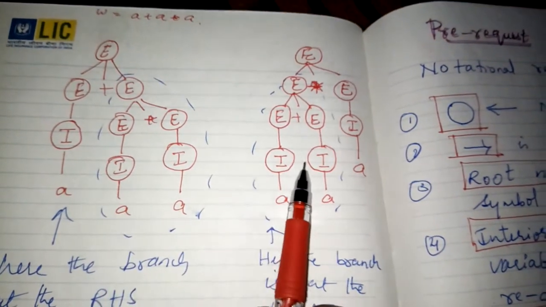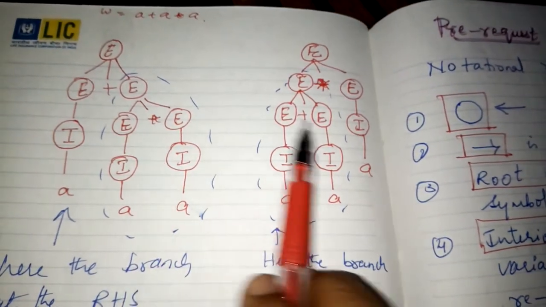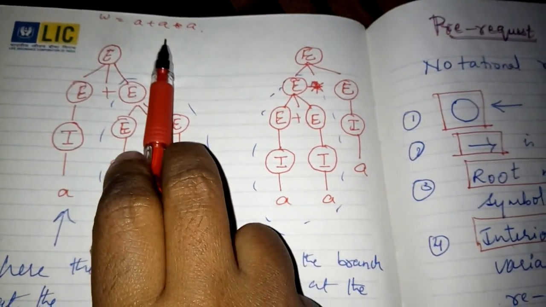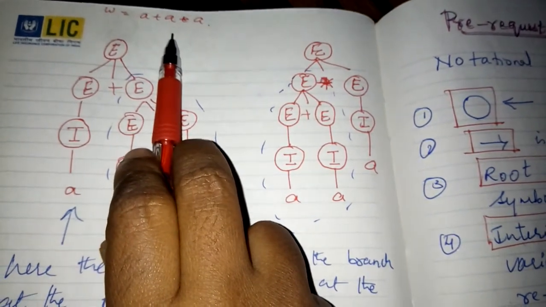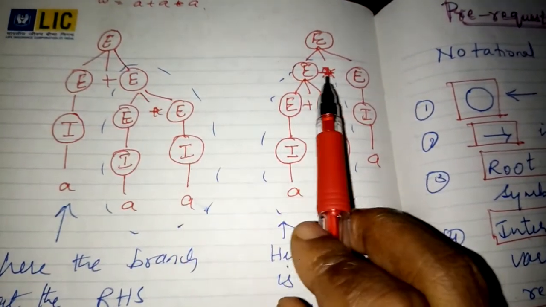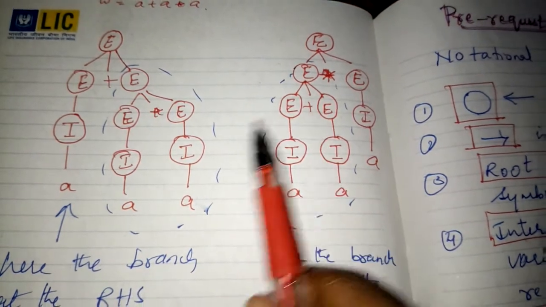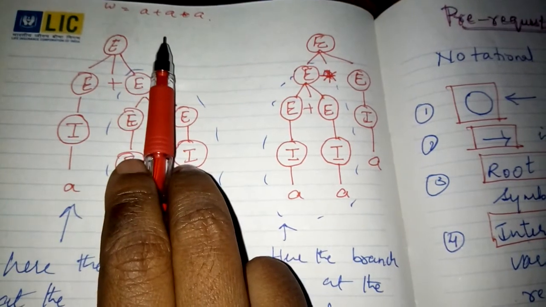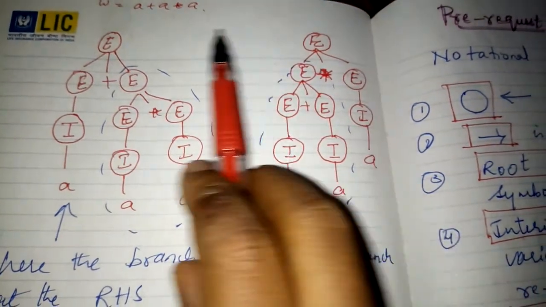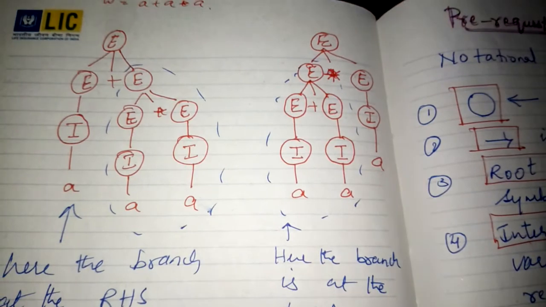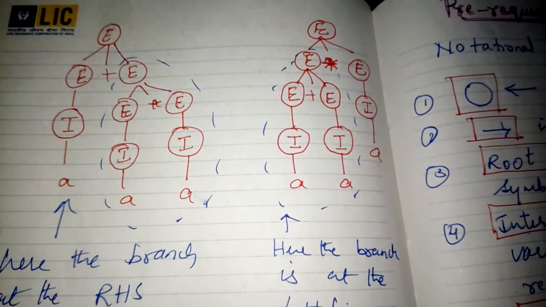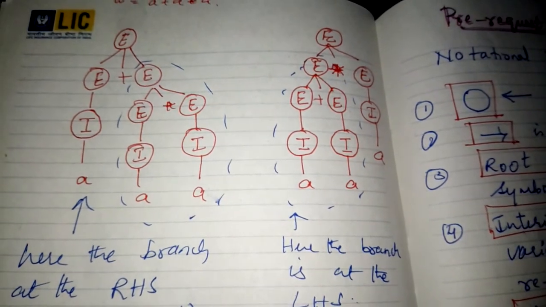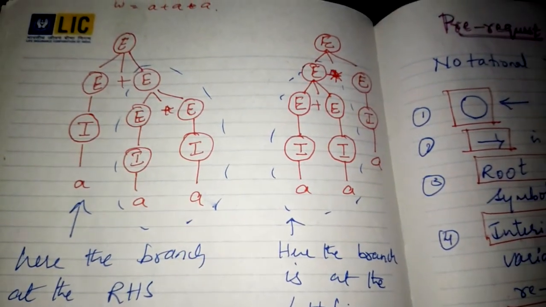Look at these two trees. Do a comparison. When we compare these two trees, the yield is same. There is no change in the yield. But the pattern of yield is different. The structure of the parse tree is different for the same yield. This pattern is called ambiguous. So as the structure of the parse tree changes for the same string, the above grammar is called ambiguous grammar.